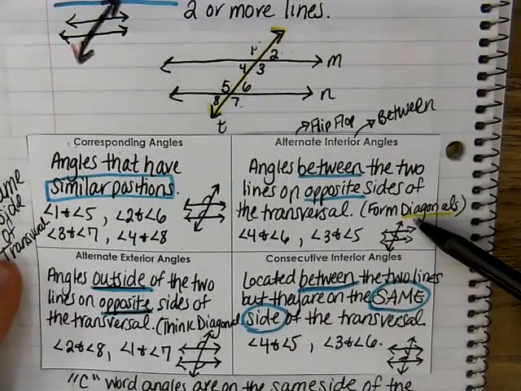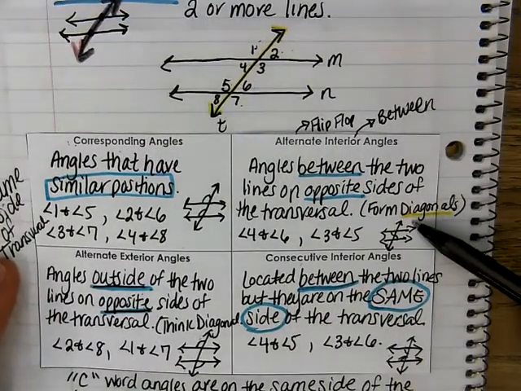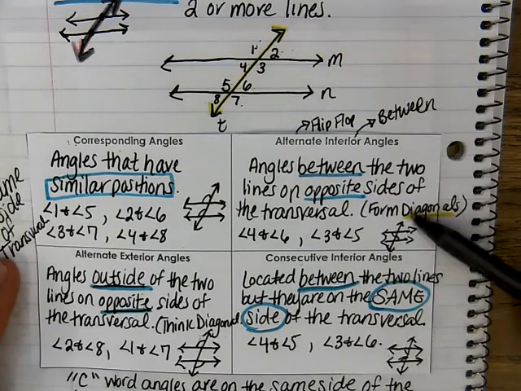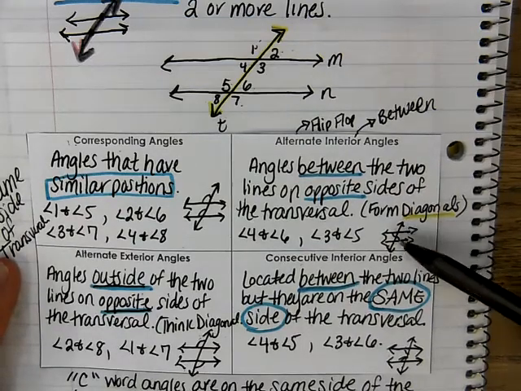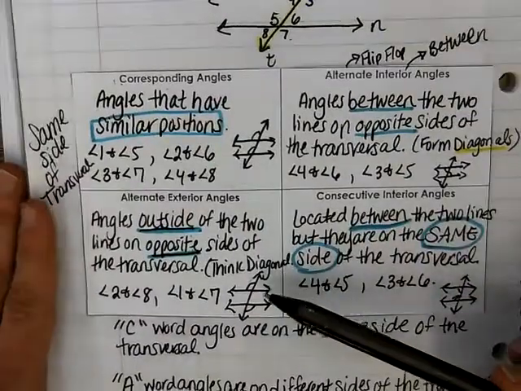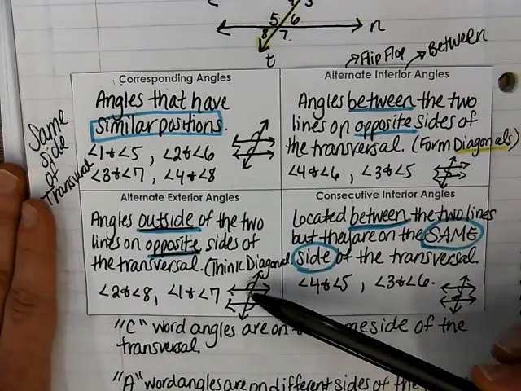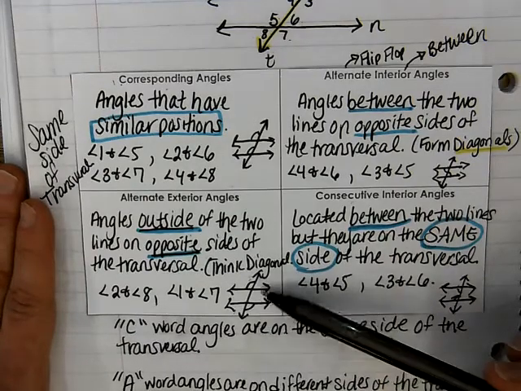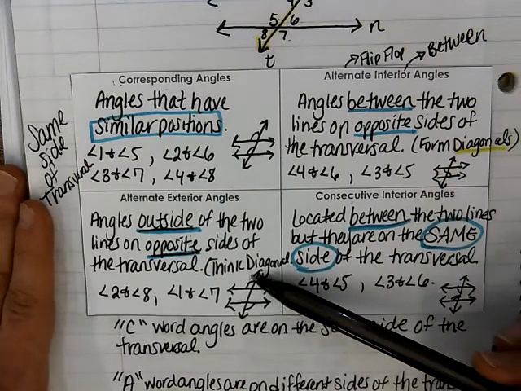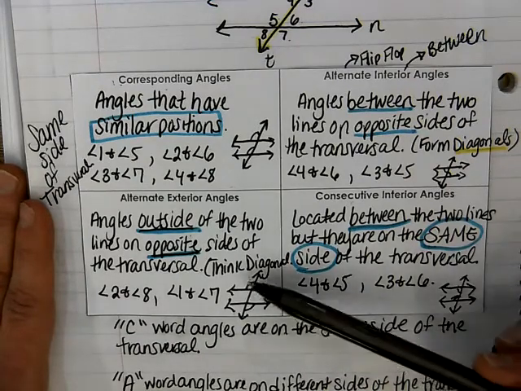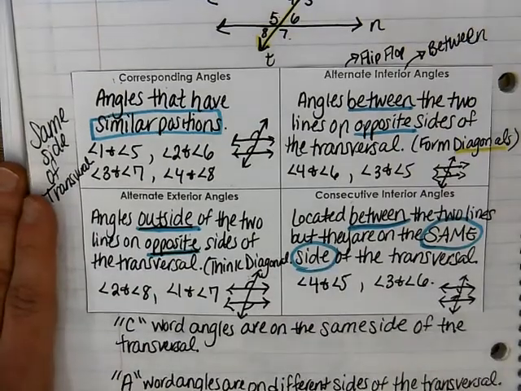The next type are alternate interior angles. Alternate interior angles are on opposite sides of the transversal line, but between the 2 lines that the transversal is cutting through. These alternate interior angles form a diagonal. Alternate exterior angles are also on opposite sides of the transversal line, and they also would form a diagonal, but they are on the outside of the lines that the transversal is cutting through. So they would form a diagonal, they are on opposite sides of the transversal, and they are on the outside, not the inside or between.